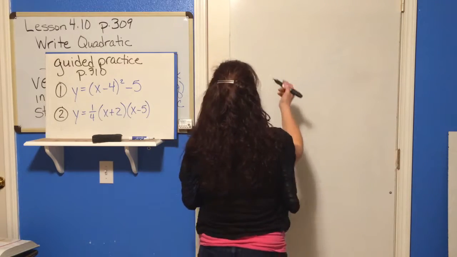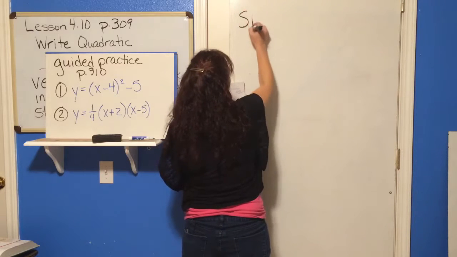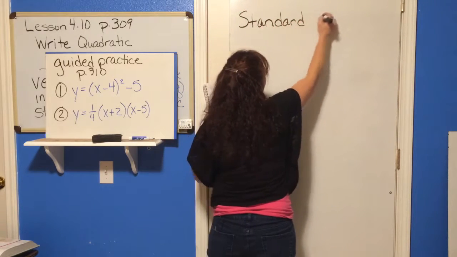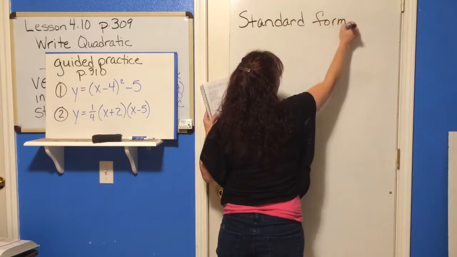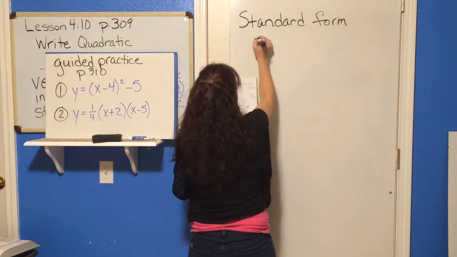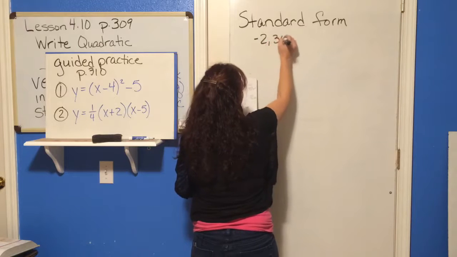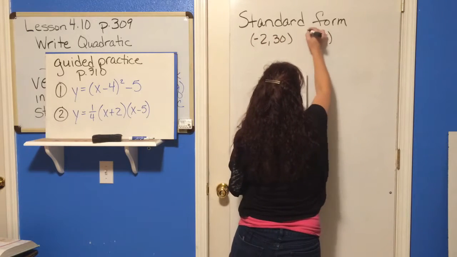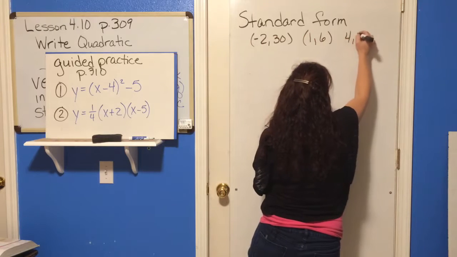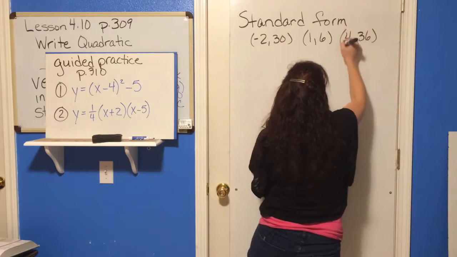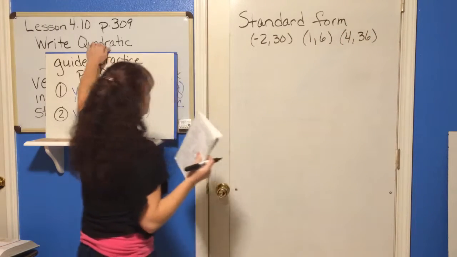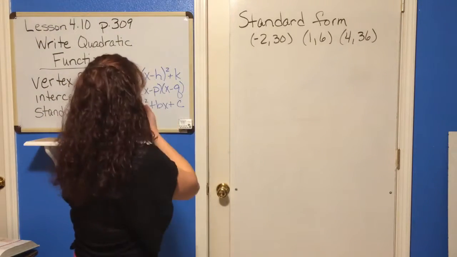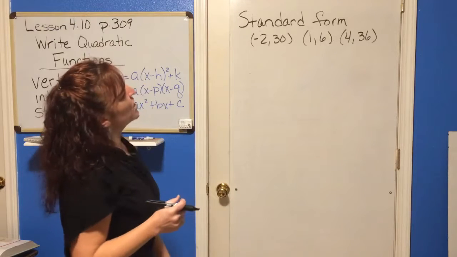What we're going to do is we want an equation written in standard form, and I'm going to give you 3 points on the parabola. All right, here we go. So 3 points on the parabola, and we want standard form.